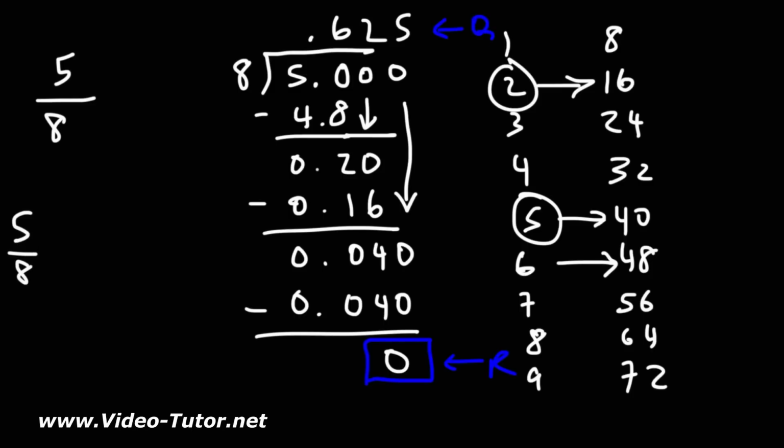So 5 over 8 is equal to 0.625 as a decimal. So that's how you can convert a fraction into a decimal using long division.